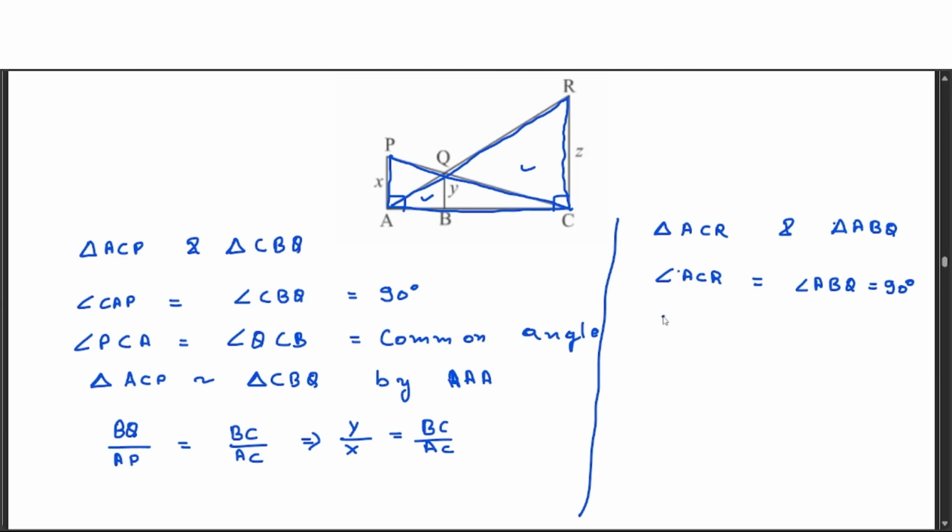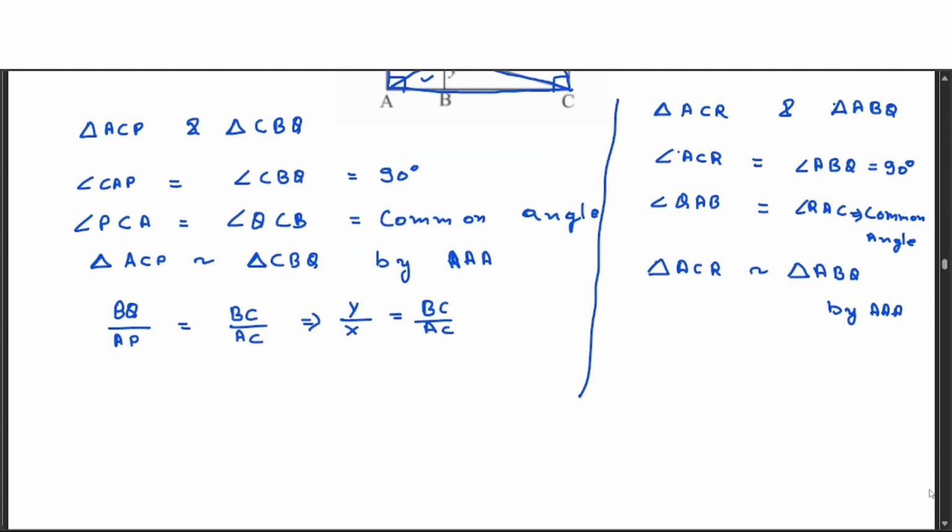And second one, you can say angle QAB is equal to angle RAC. That is a common angle. Again, you can say common angle. So based on that, you can say therefore the triangle ACR is similar to triangle ABQ by again AAA criteria. So now hope you got it, the similarity of these two triangles.